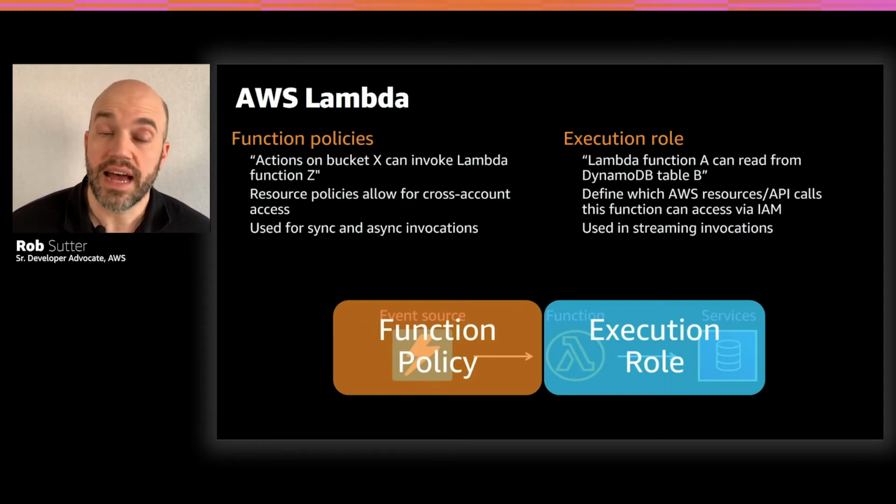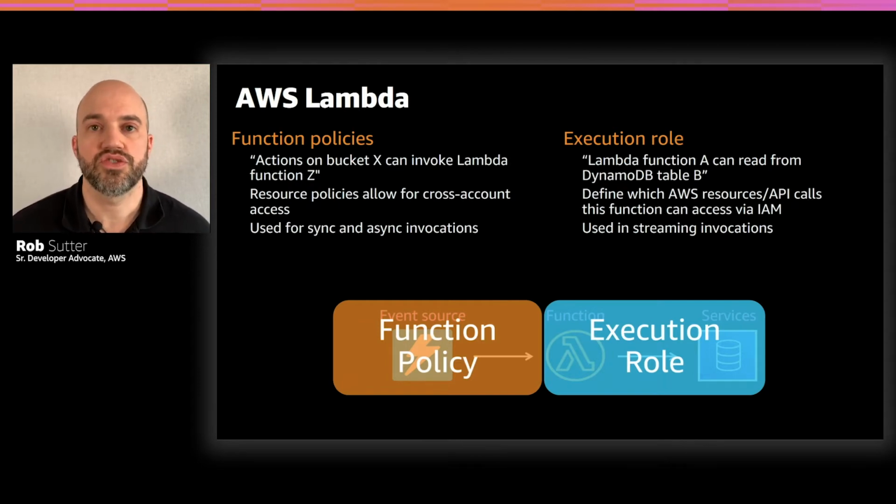Resource policies allow for cross-account access, which means that you can have shared storage or shared data stores that invoke specific processes in other accounts. And these policies are used for both synchronous and asynchronous invocations of your Lambda functions.